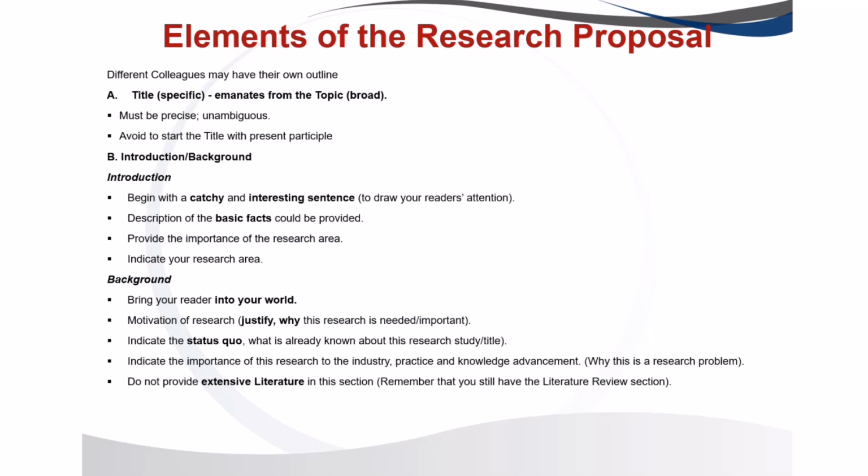The other aspect, definitely the first one, is the title. Every research across disciplines, across colleges, will have a title. Whether it's law, science, or health, there will be a title. That's a common element. Then the other one which you need to include in the research proposal is the introduction. Sometimes they'll ask you to combine both introduction and background. Sometimes they'll ask you to separate the two. Okay? So it depends on the requirement.